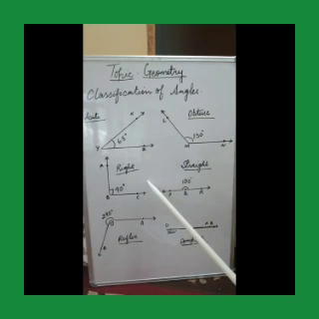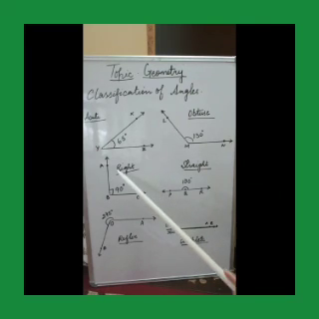Right angle. An angle whose measure is equal to 90 degree is called a right angle. As angle ABC measures 90 degree, it is a right angle. Straight angle. An angle whose measure is 180 degree is called a straight angle. As angle PQR measures 180 degree, it's a straight angle.